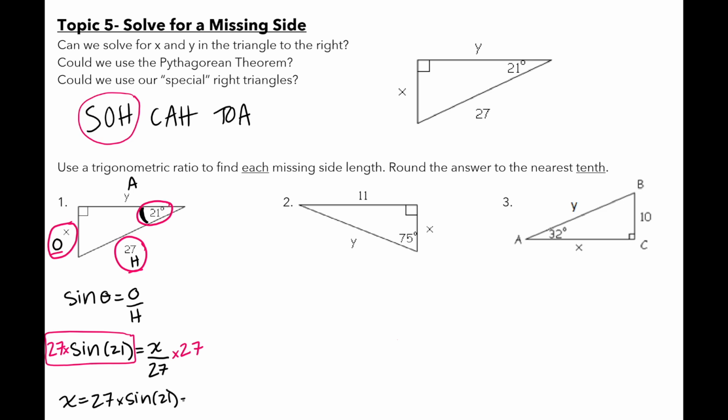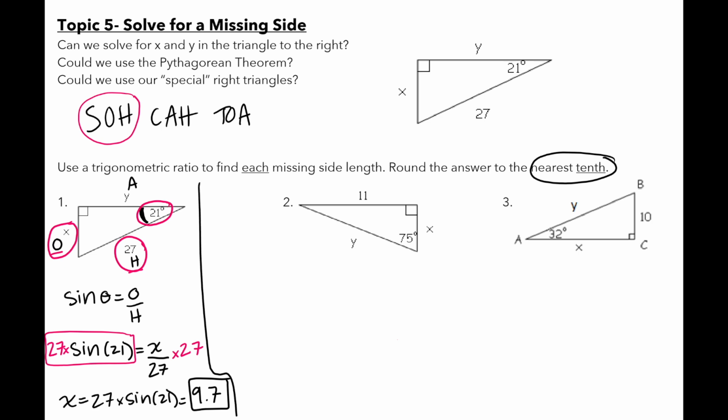Now you do need to make sure that your calculator is in degree mode, since we have degrees and we haven't quite learned about the other angle yet, so degrees for now. You'll type in 27 times sine. Sine has its own button, and then you'll put in 21. I got 9 point, it says round to the nearest tenth, so we'll do 9.7. And that's the missing side length. That's what x equals. Now I'm running out of a little bit of space here, but I'm going to go ahead and find y as well.